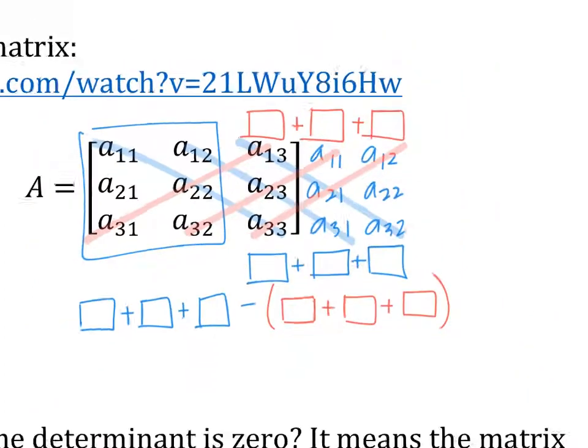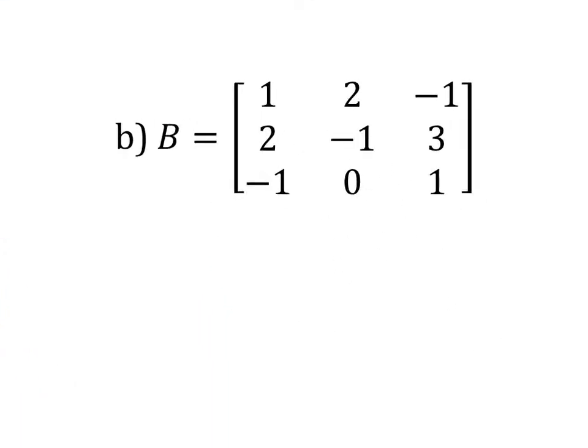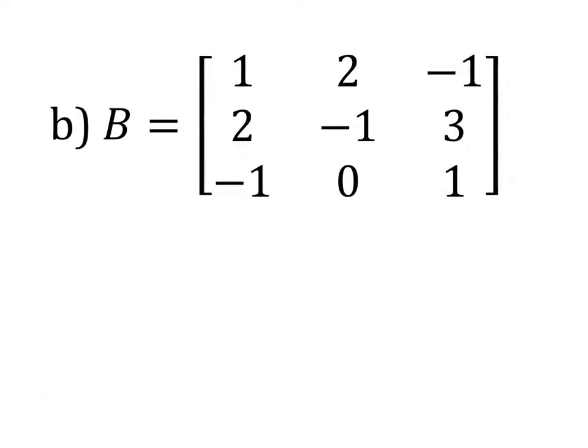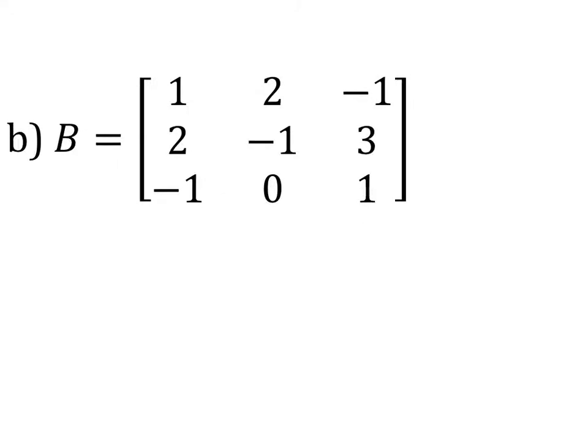Let's go down to B. Let's find the determinant of this 3 by 3 matrix. What do we need to do first to find this determinant? Copy what? The first two columns. Okay, we're going to copy them over to the right: 1, 2, negative 1, 2, negative 1, 0.